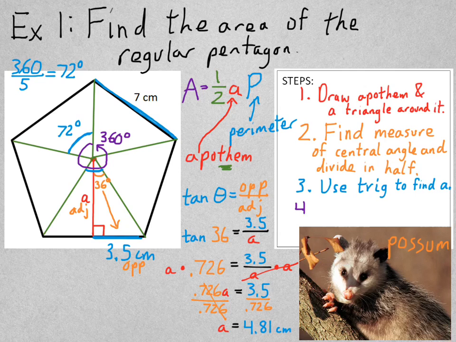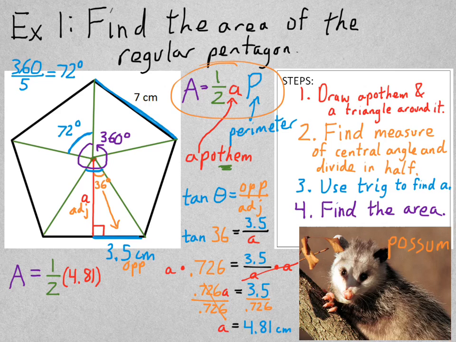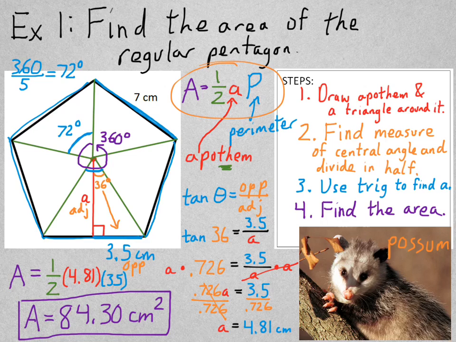Now that I have that, well, I have all the information I need to find the area. So let's use our handy-dandy formula. So the apothem is 4.81, and the perimeter, since all the sides are 7, is 35. So my final area is 84.30. Oh, don't forget your units. If you don't write them, I could assume it's anything. Like, it might be 84.30 hippopotamuses.